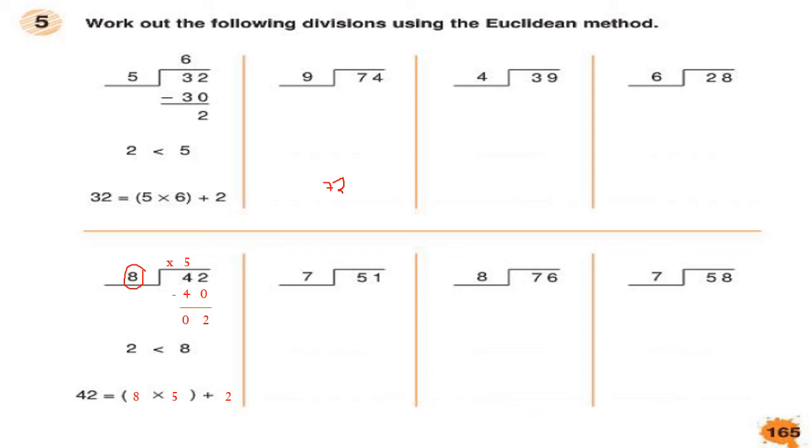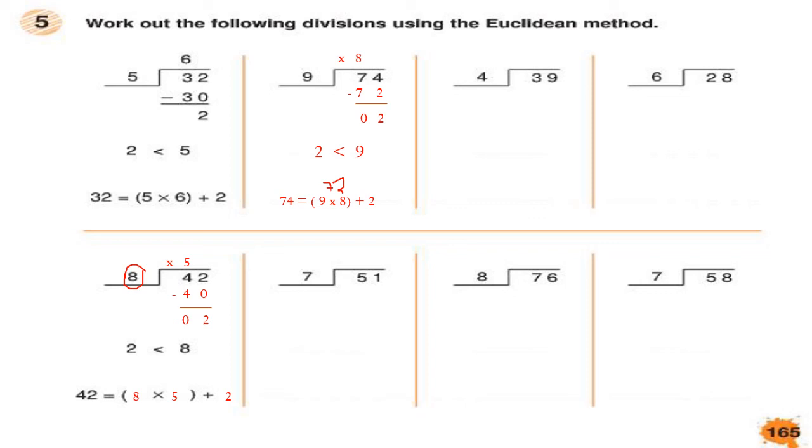Let's do this one together. 9 times what gives 74? 9 times 8. Excellent. 72 is less than 74. So I write here 72. Now we subtract. 4 minus 2, 2, and 0. The remainder is 2, less than 9, which is the divisor, so our work is correct. The Euclidean writing is what? 74 equals 9 times 8 plus 2. You can check it. 9 times 8 equals 72, plus 2 equals 74, so it's correct.